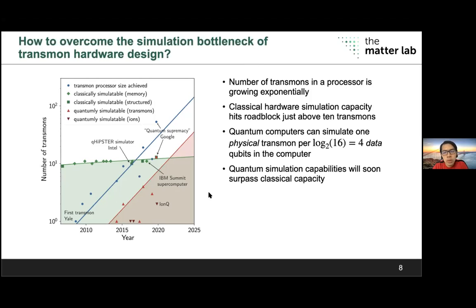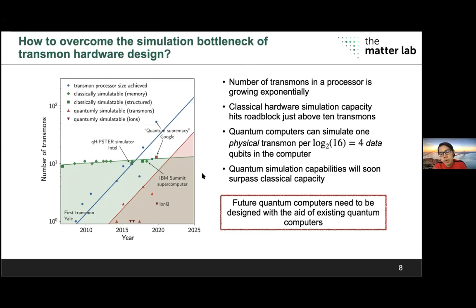Let me try to go into details of what I meant by these 4 data qubits. The idea is that if those devices are already well beyond the capability of supercomputers, then one should use a quantum device to simulate another quantum device. That's the main message here.